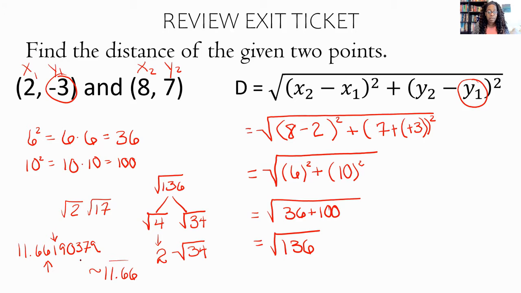11.66. So either we go with the 2 and the square root of 34, or we can go with the approximation, which is the 11.66. Either one should be your correct answer. Since we're looking at distance, I would probably say you might want to go with the approximation, but if they do ask for the exact answer, stay with the radicals.